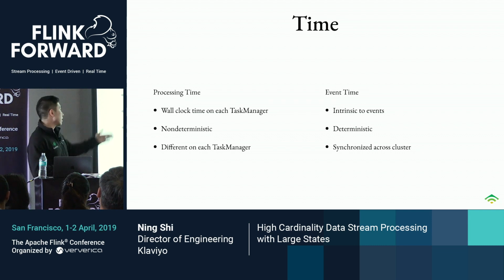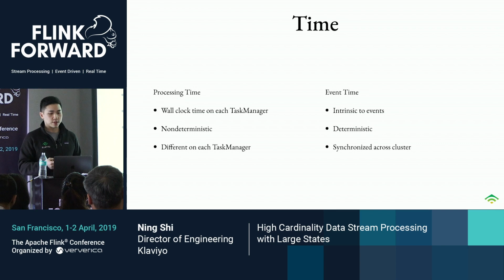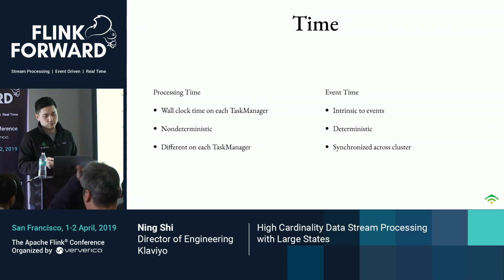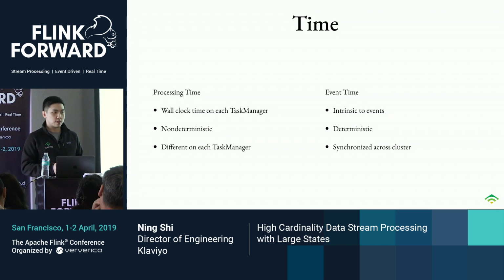On the other hand, processing time is actually the wall clock time on each task manager, so it differs from machine to machine, depending on how synchronized they are. And because it is local to that specific machine, the next time you run the same event, the time is going to be different, so it's non-deterministic. And the third characteristic of processing time is that it's different on each task manager, of course, as I described. Depending on which task manager you end up on, the time could be different.